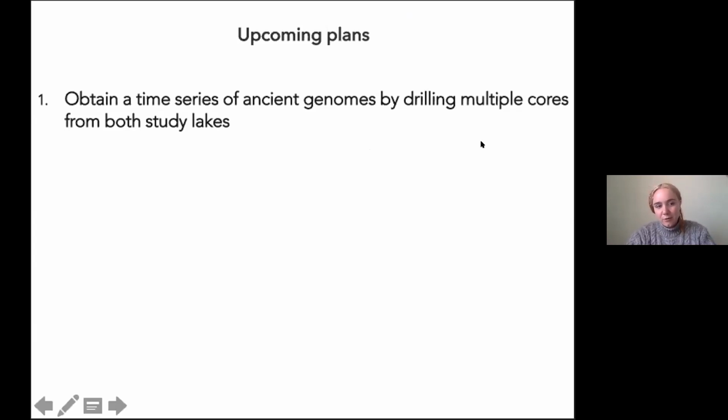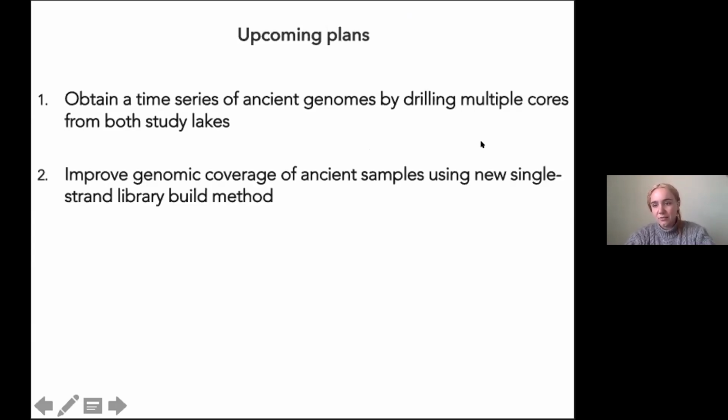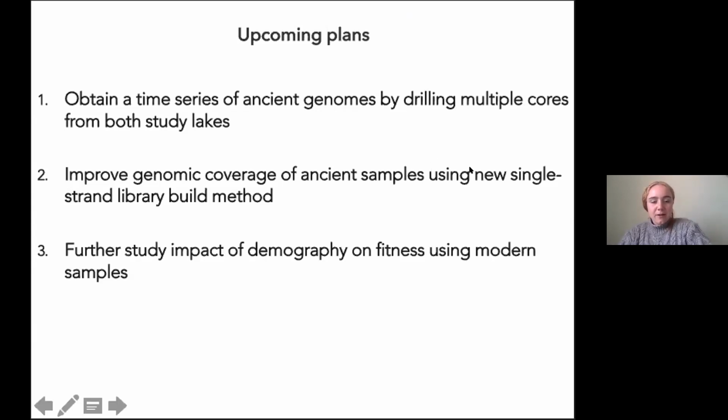And you might have realized that the most challenging part of this project was actually to get enough material out of this ancient DNA. So for the next samples, we are planning to use a new single strand library build method in order to improve the genomic coverage, and also to just be able to perform better analysis based on this ancient genome. And then we also want to further study the impact of demography on fitness based on some modern samples.